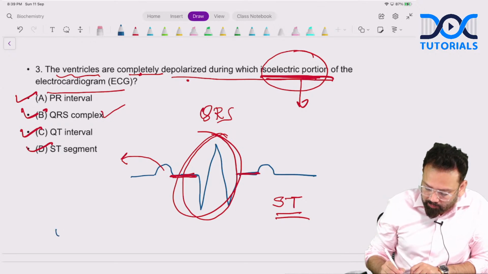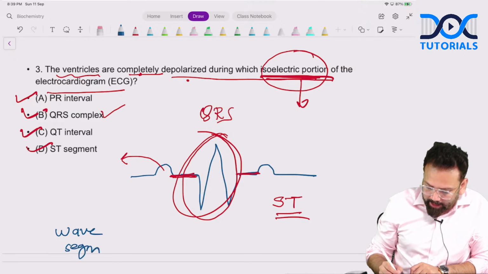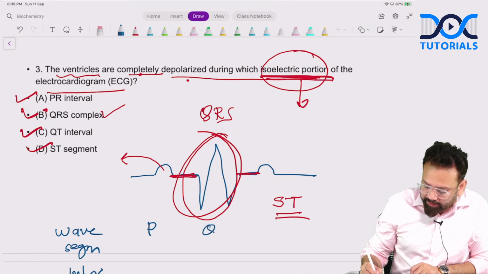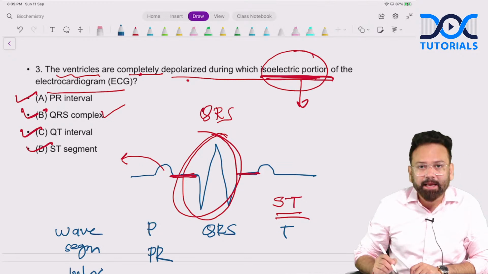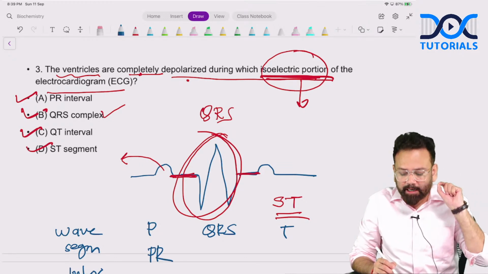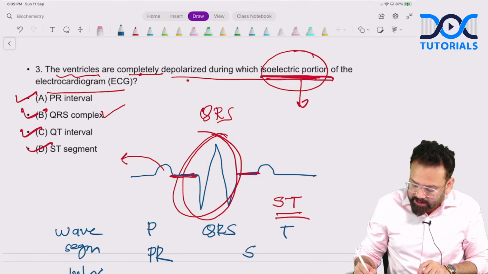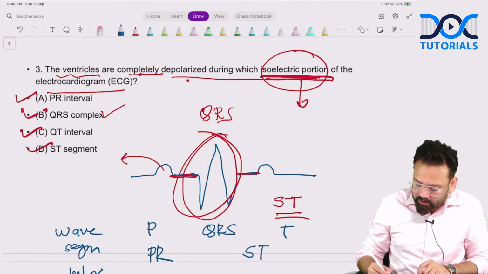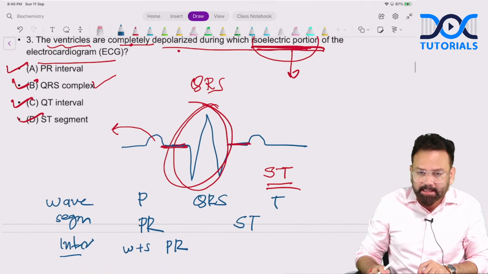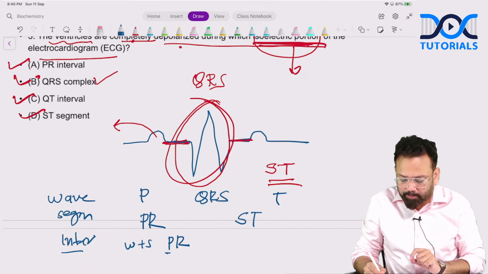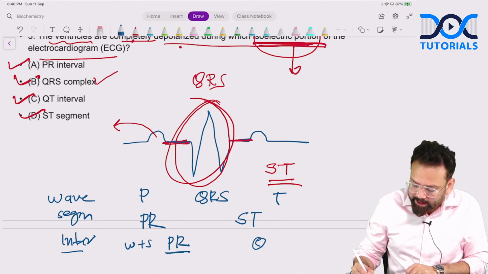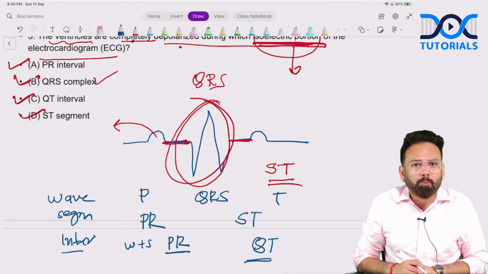See, there are three words: wave, segment and interval. P is a wave, QRS is a wave, T is a wave. The PR segment is a straight line, S for segment, S for straight line. So PR is a segment and ST is a segment. Interval means wave plus segment. When I say PR interval, it simply means P wave plus PR segment. When I say QT interval, it means QRS complex and T wave.